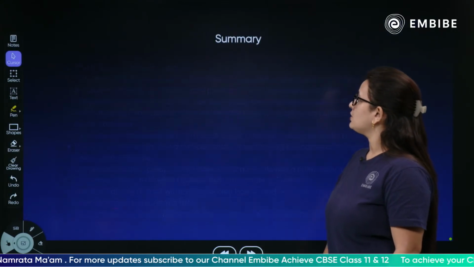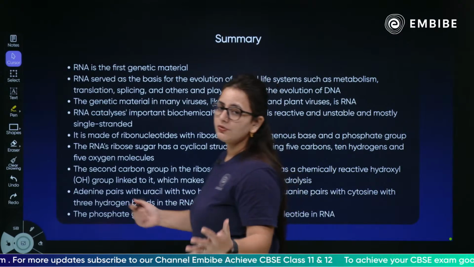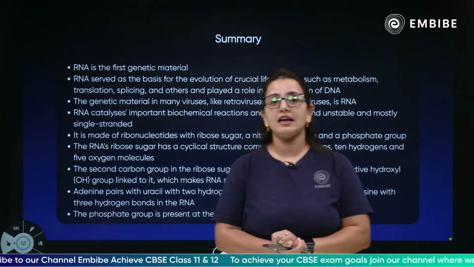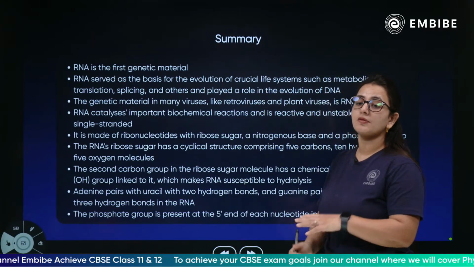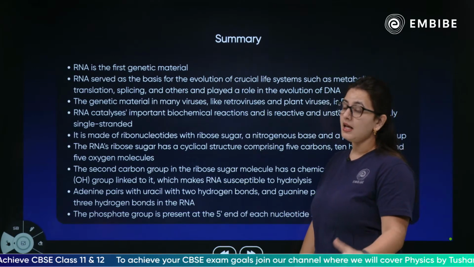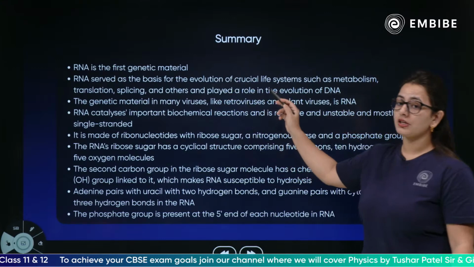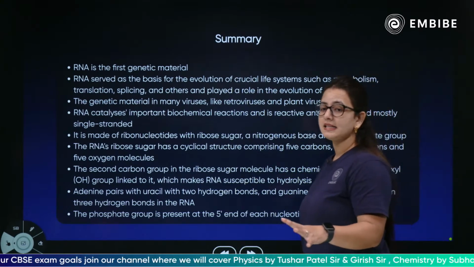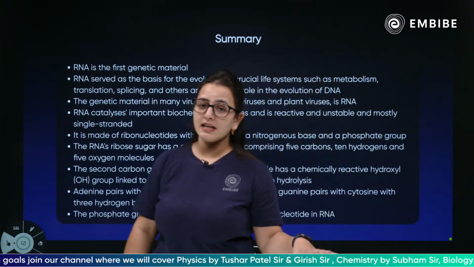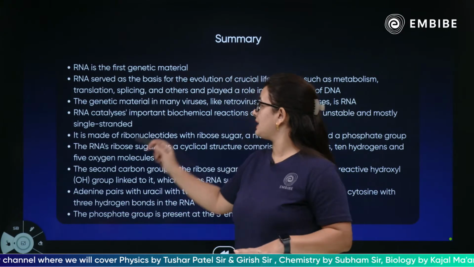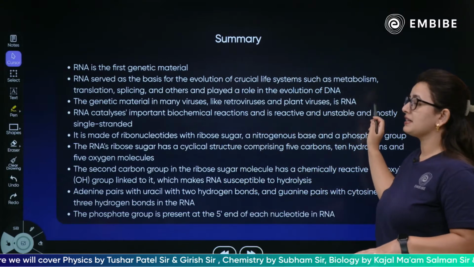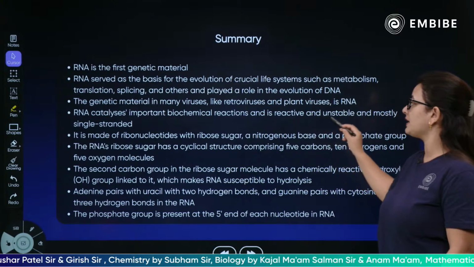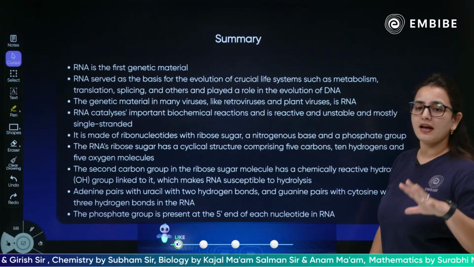So coming into our particular session, we have discussion about the RNA. What we have discussed is that RNA was thought to be the first genetic material, and it serves as a basis of evolution in crucial life systems as well as metabolism, translation, splicing. The genetic material of various viruses like retrovirus, plant viruses is majorly the RNA. RNA catalyzes important biochemical reactions, and it is very reactive and unstable.